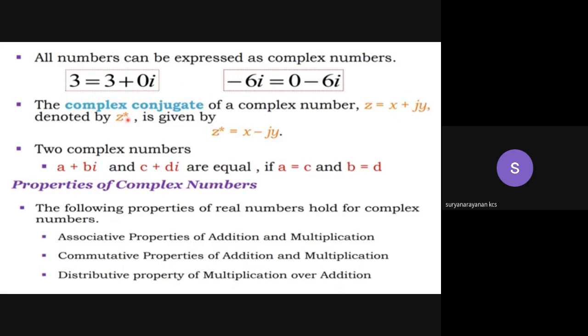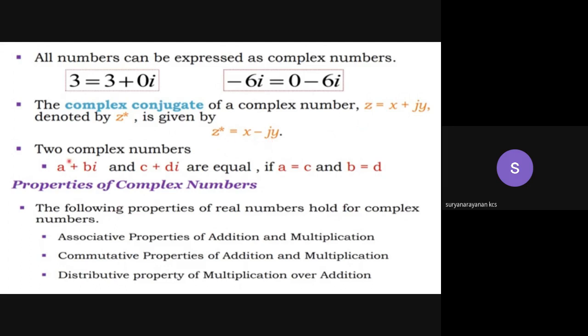Then its complex conjugate, the conjugate of this complex number z, is denoted by z star or sometimes z bar. Remember this notation: the conjugate of a complex number is given by z bar equal to x minus iy. Understood this difference, my dear children? This is a given complex number and its conjugate is denoted by z star or z bar equal to x minus iy. So we write the real part as it is, and just change the sign of the imaginary part. Then we get the conjugate of the given complex number. Understood this point, my children?